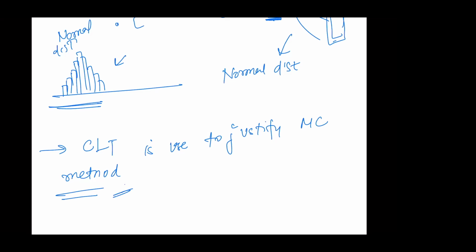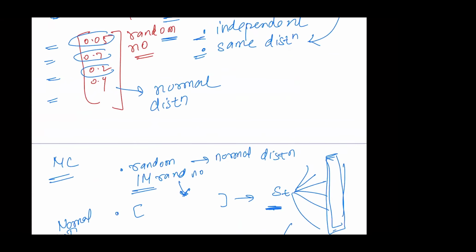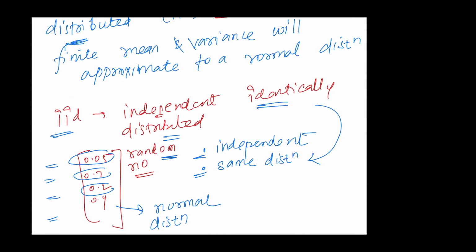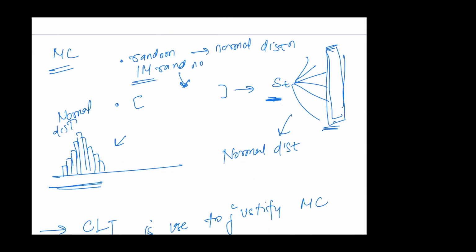Okay. Did you guys understand this concept? Yeah. Okay. Perfect. So basically we are generating a large number of independent identically distributed random variables with some mean and variance, and that will approximate to a normal distribution.